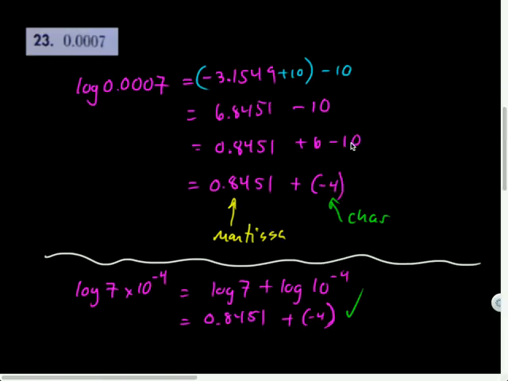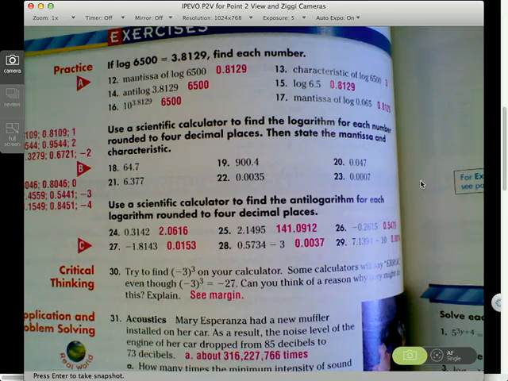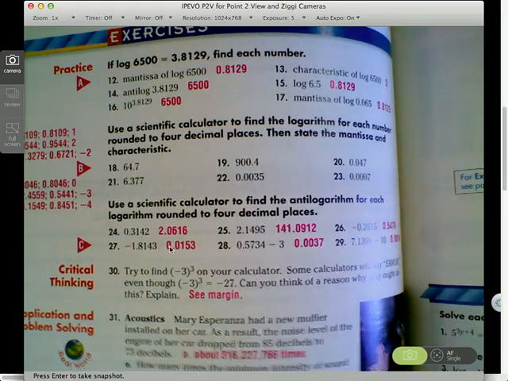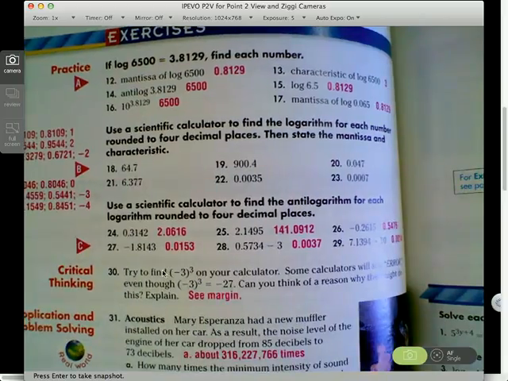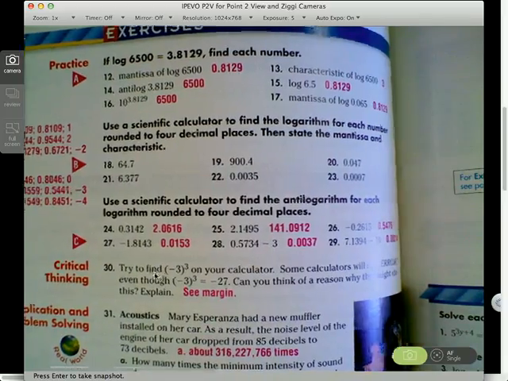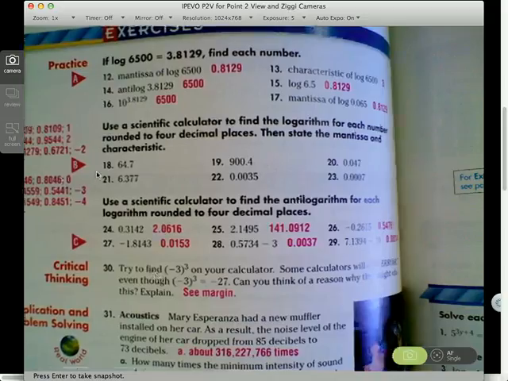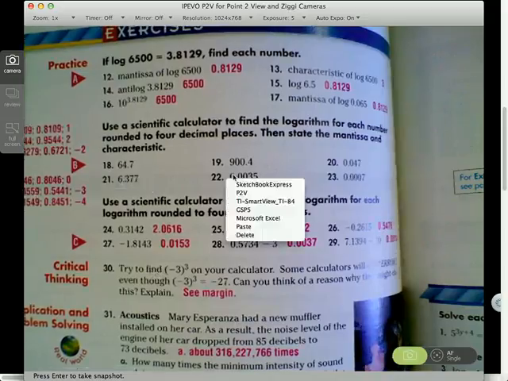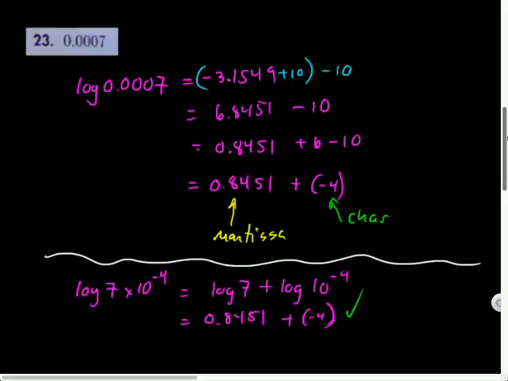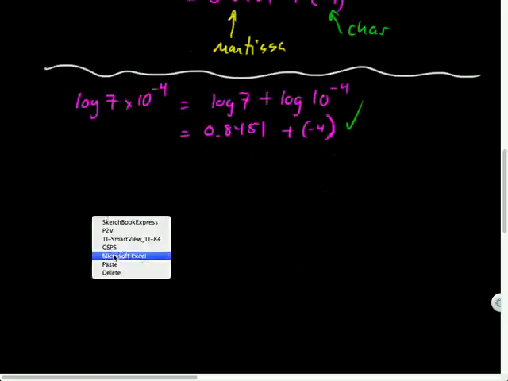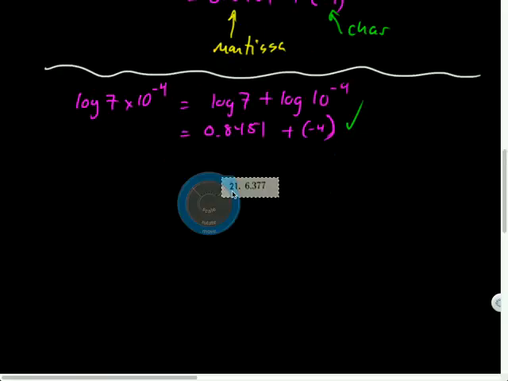Other questions? Did I assign some crazy one? No, I didn't yet. That's tonight. Can you do 21? Sure. 21. Paste.